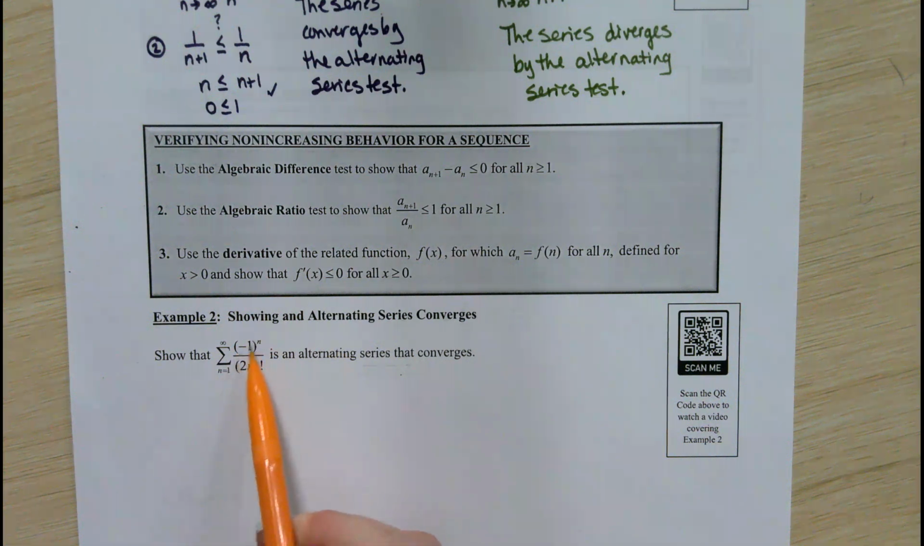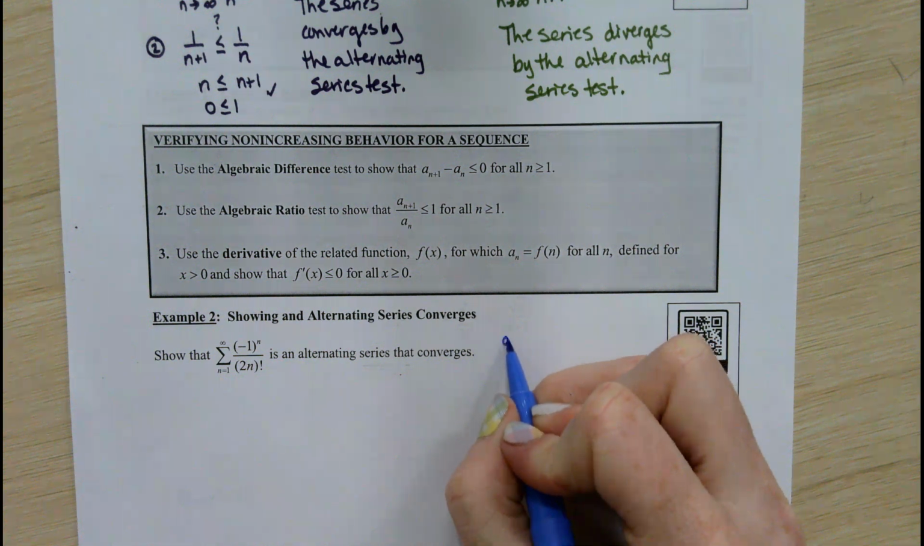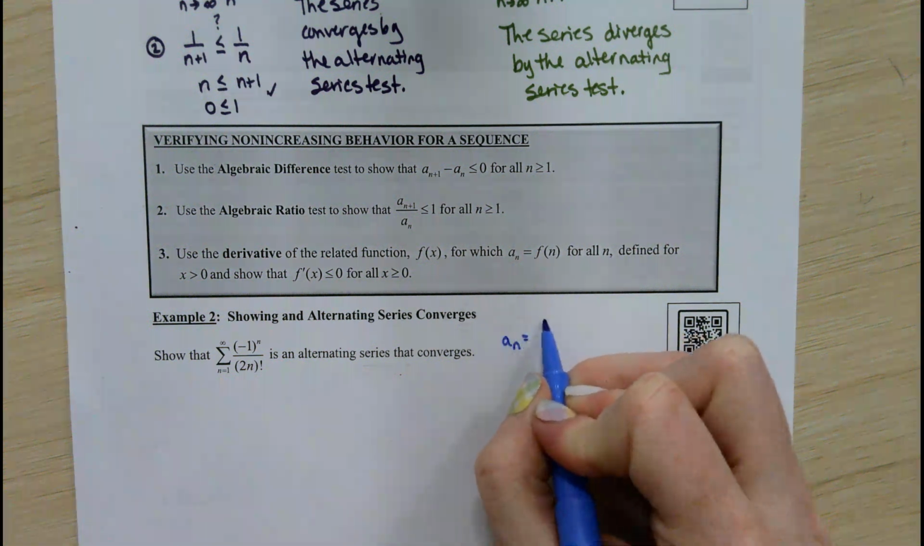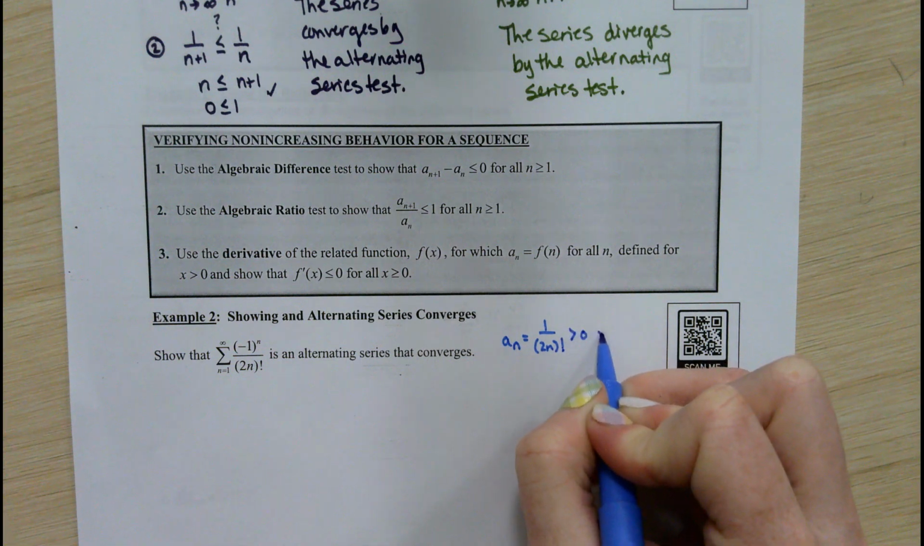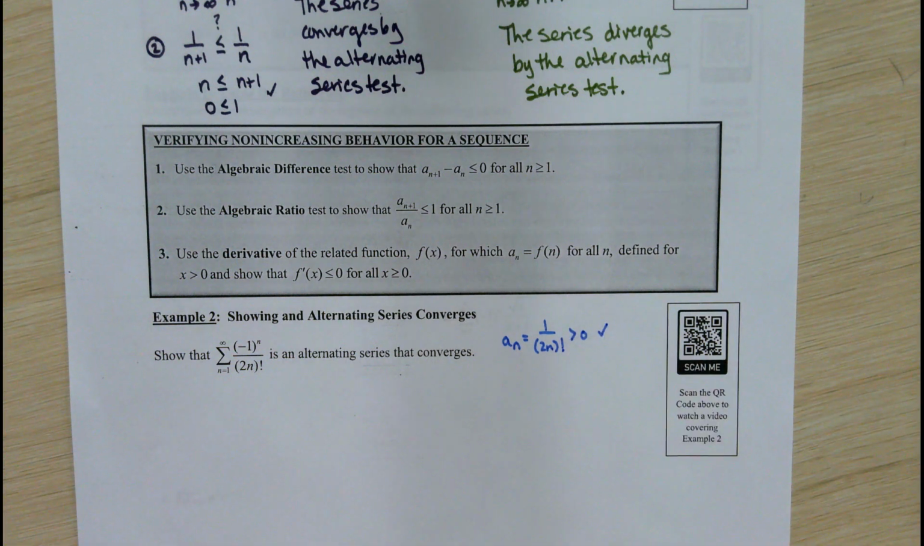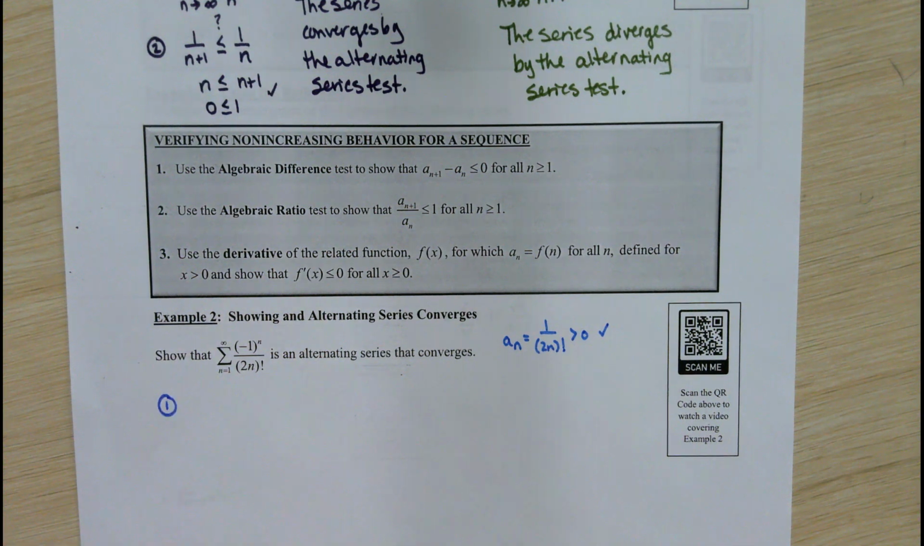If n is equal to 1, it's going to have a negative value, but if n is equal to 2, that will flip to be positive. 2n factorial is always positive. So sure enough, we're going to be in an alternating series situation. I'm going to show that I checked that my a sub n, which again is 1 over 2n factorial, is greater than 0, which opens me up to test the two criteria for the alternating series test.